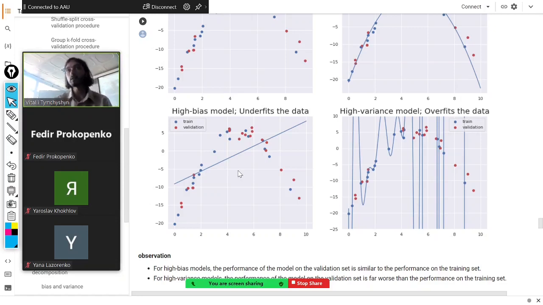Your model is too stiff. If I put too many free parameters into my model, you will see what you see on the right slide. This is a high variance model. It overfits the data. You can see that it perfectly passes through each blue point. So any error on the train set is almost zero or perfectly zero. So it looks perfect. But it has a huge error on the validation set.